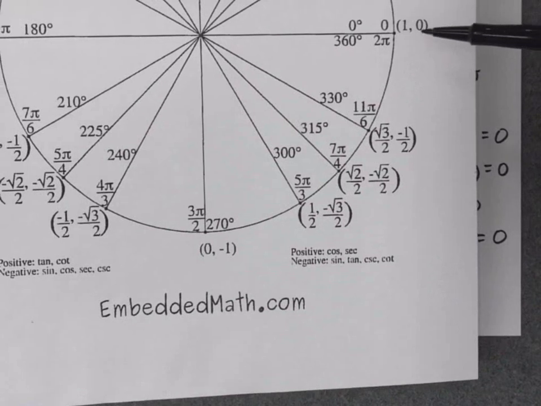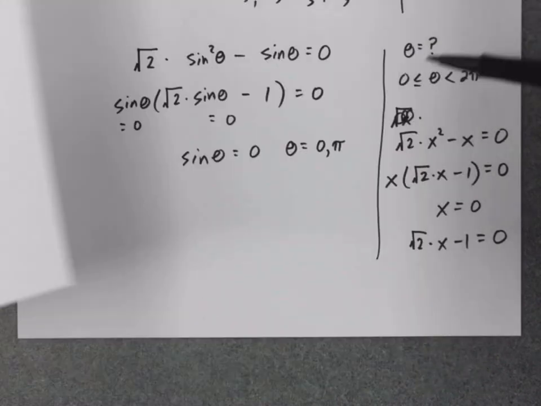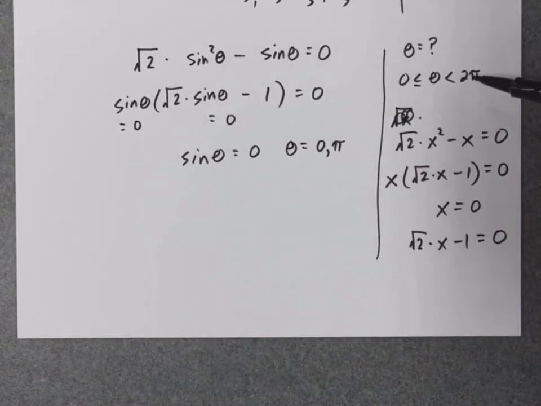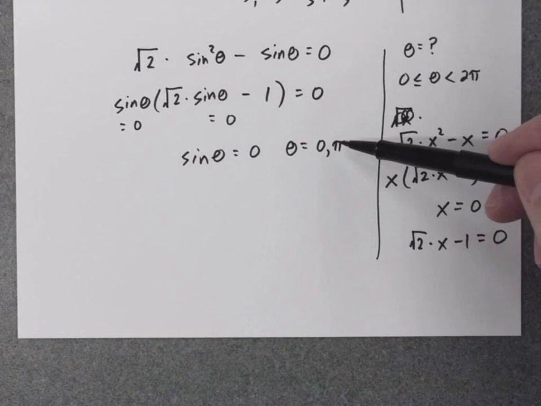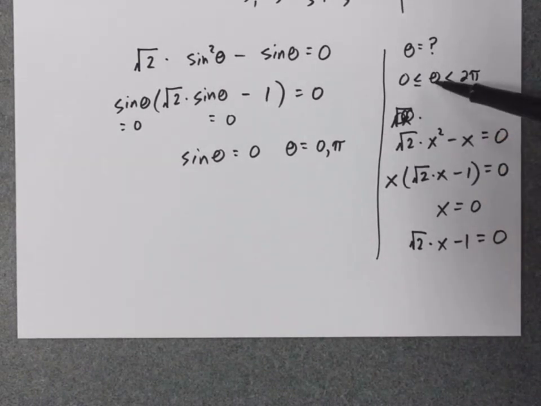Now someone might think of also putting in 2 pi. But you notice here, they say greater than or equal to 0 or less than 2 pi. So in the answer, they're not wanting you to include 2 pi. We are going to include 0, so it's here. And of course, pi is in this range here, but we don't include 2 pi.